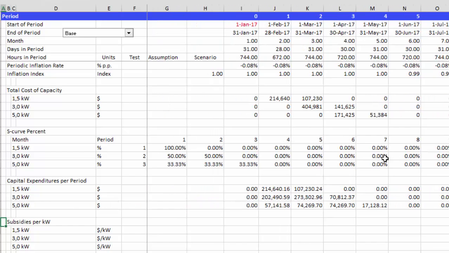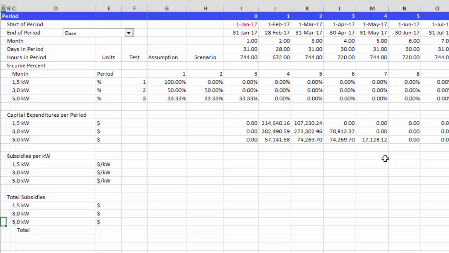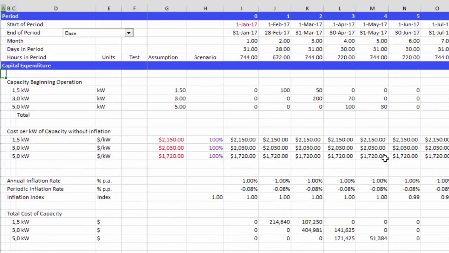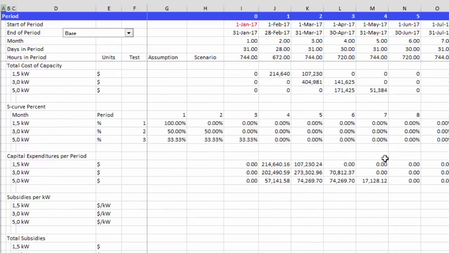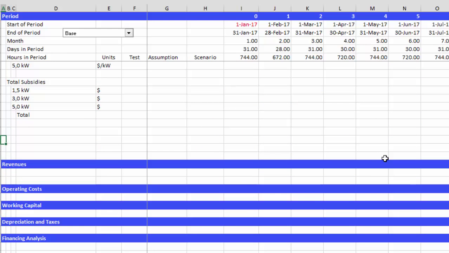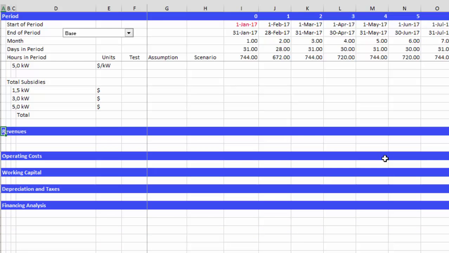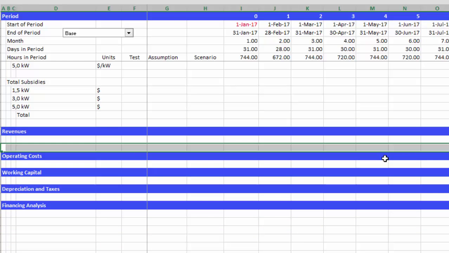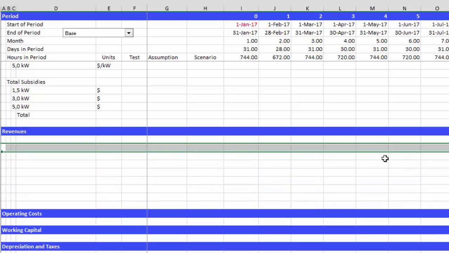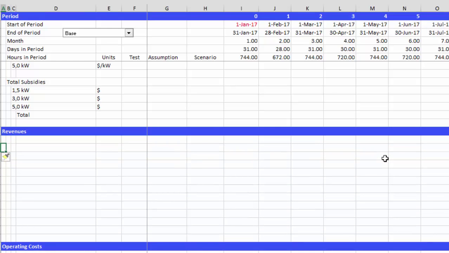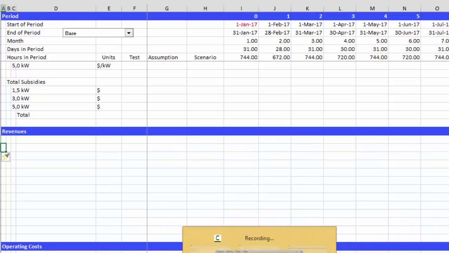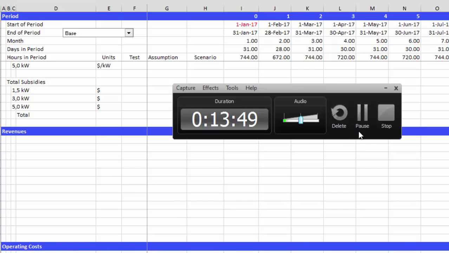Now, I'm going to put some of my own subsidies in and get the total subsidies per KW. I think there were some subsidies in this project. Okay, so then we'll have the CapEx. Now, when we put in the revenues, I've rambled enough on this one. Let me stop this video.